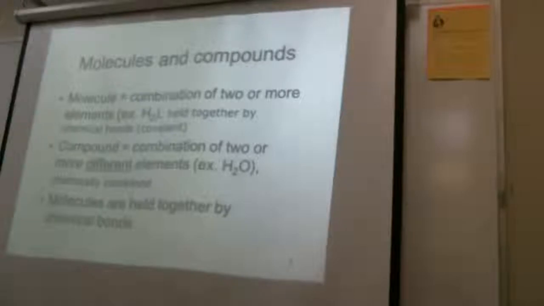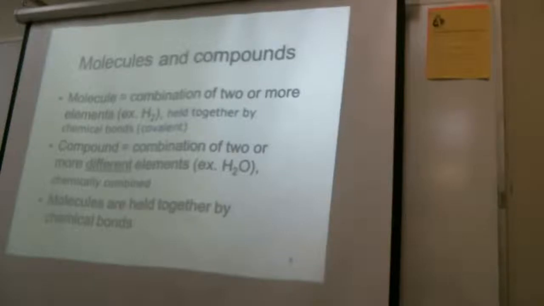Now a compound, you have to have the combination of two or more different elements. So I've got water as an example for a compound, and any of the diatomics fit, but a hydrogen up there for the molecule. H2, O2, N2, any of those little guys work. But a compound can have either a covalent bond or an ionic bond. So what happens is that you can have a molecular compound or an ionic compound.